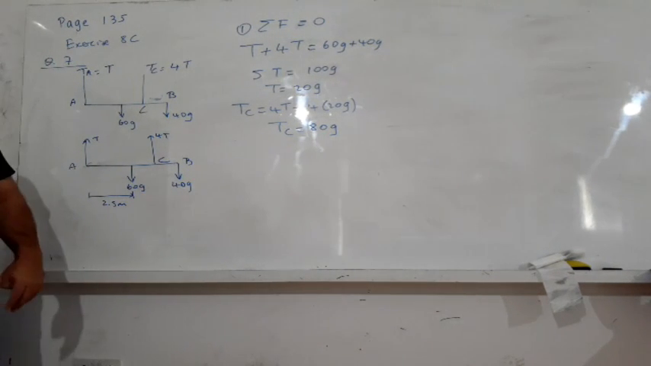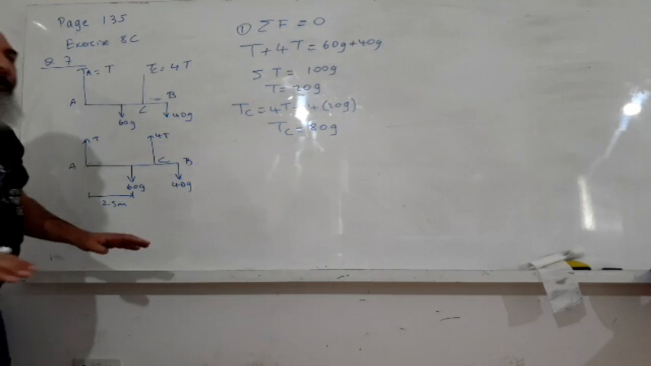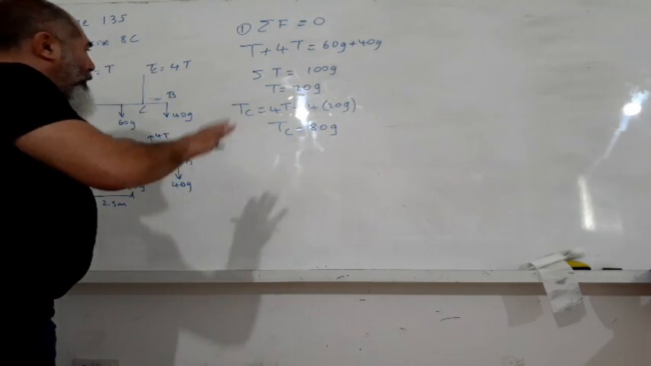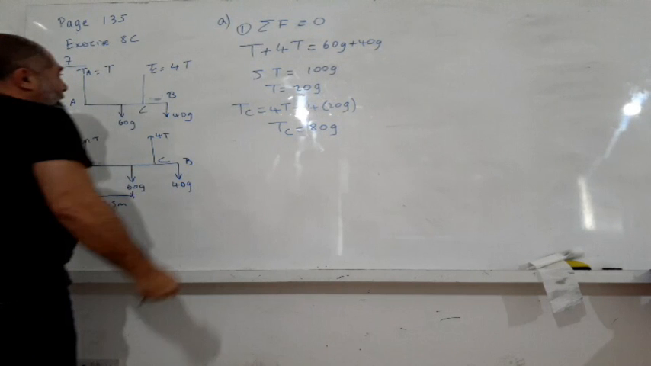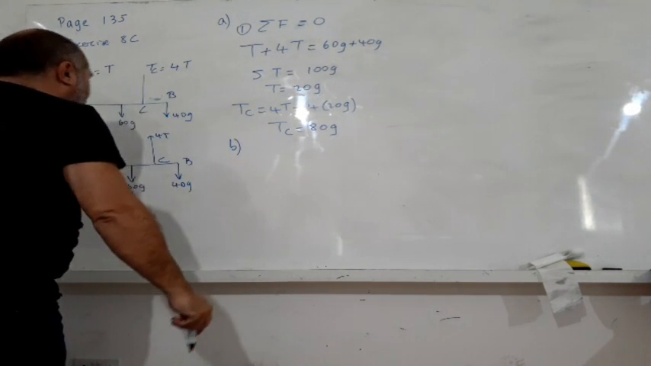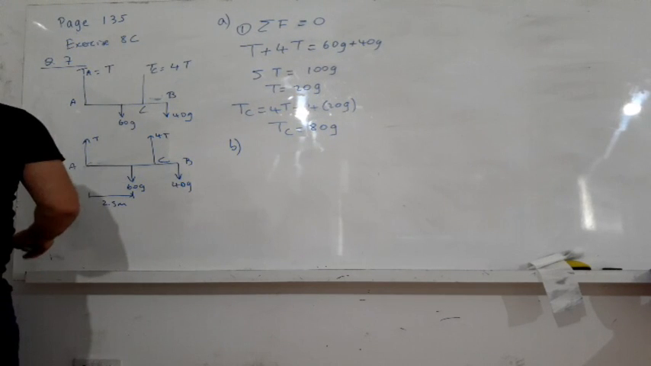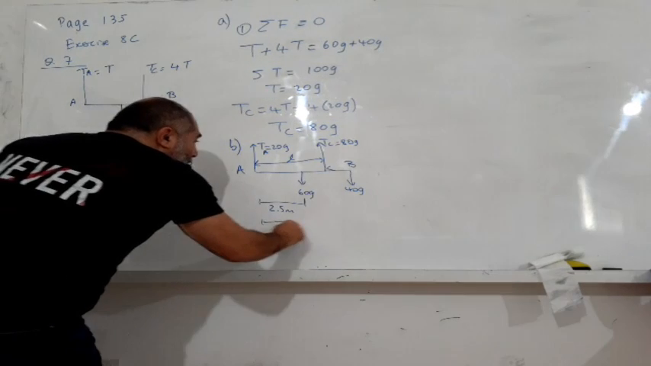No? No messages from Messenger, so I am going to carry on. This is the answer for part A. What was the question in part B? The distance CB. We are looking for that distance CB, and it is given in the question.